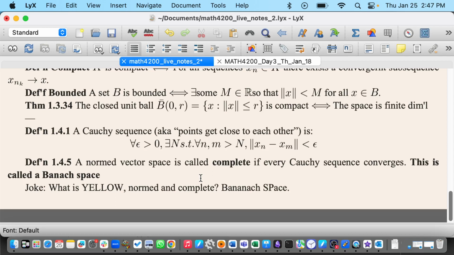Okay, so what do we have? Cauchy sequences convergent, a Banach space, if the limit exists.